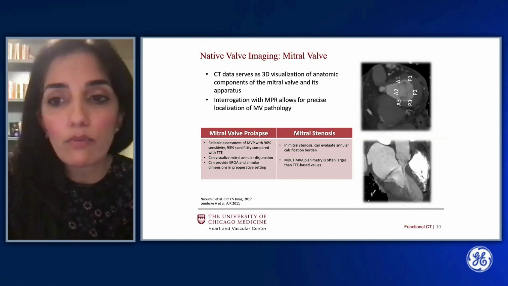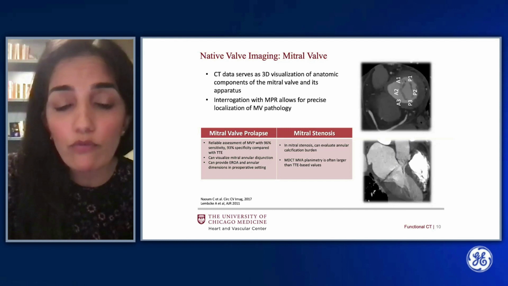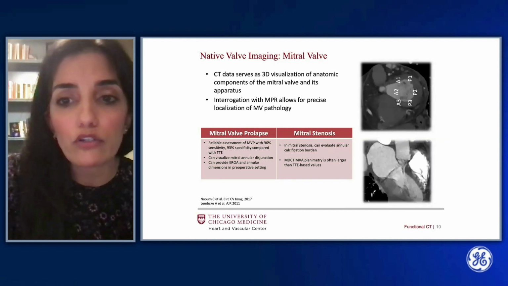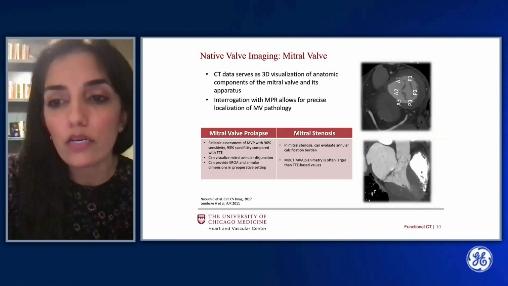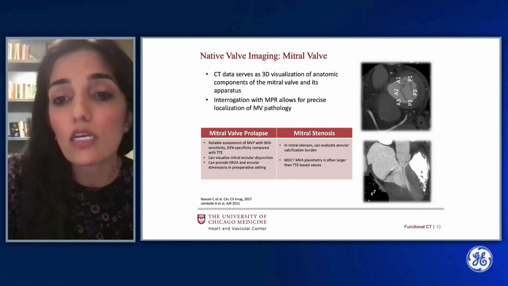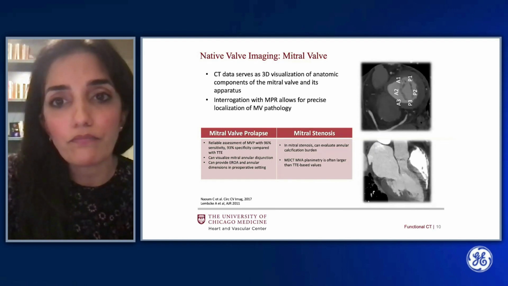But it's important to note that mitral valve area planimetry, while it can be performed with CT, tends to yield larger values than echo-based planimetered area. So CT data should be used in conjunction, integrated with echo data in cases of mitral stenosis.